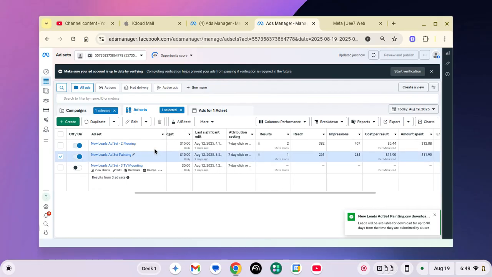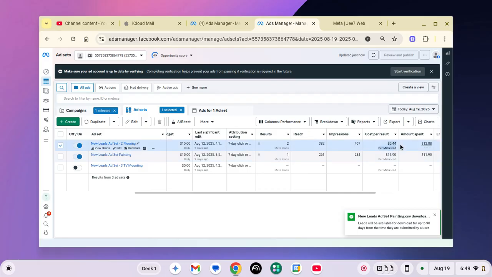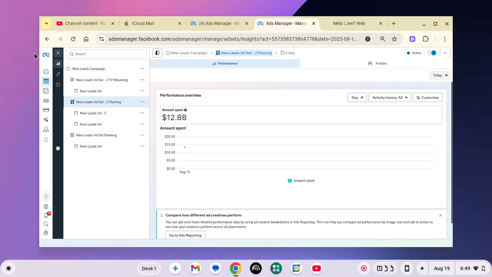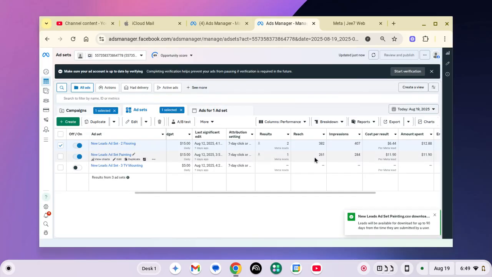But for the flooring, it's doing okay. We did 2 leads today off of that. What I like about this is it only costs us around $6.44 per lead, which isn't bad because we spent around $12 on that. We spent around $12 on this for the total today. So think about it: if you do flooring jobs and got 2 phone calls, and it only costs you less than $6.50, you can round that to $6 a lead.